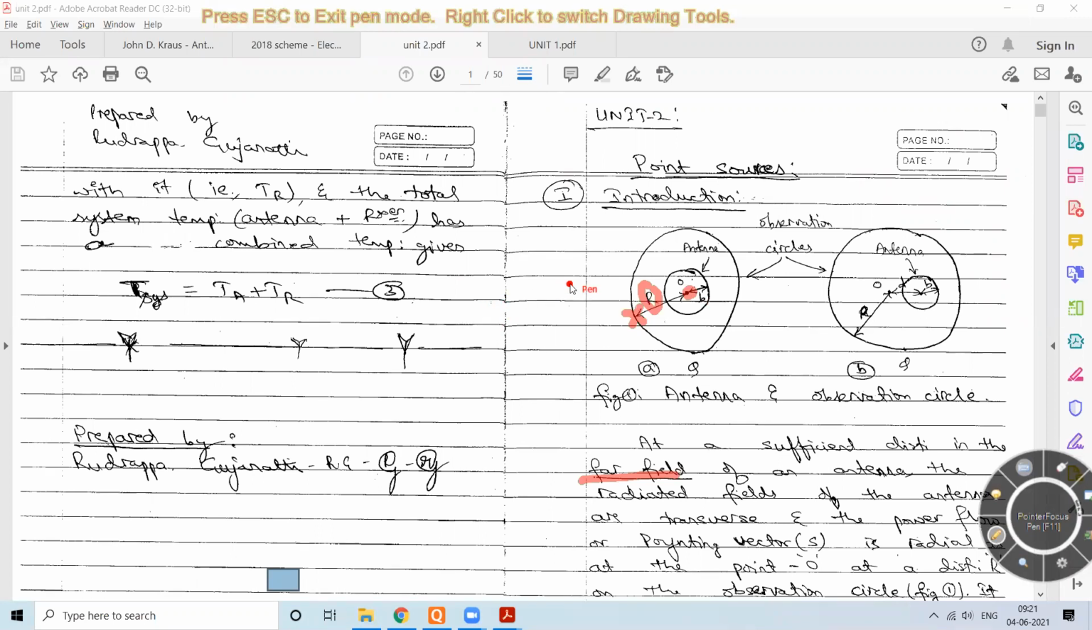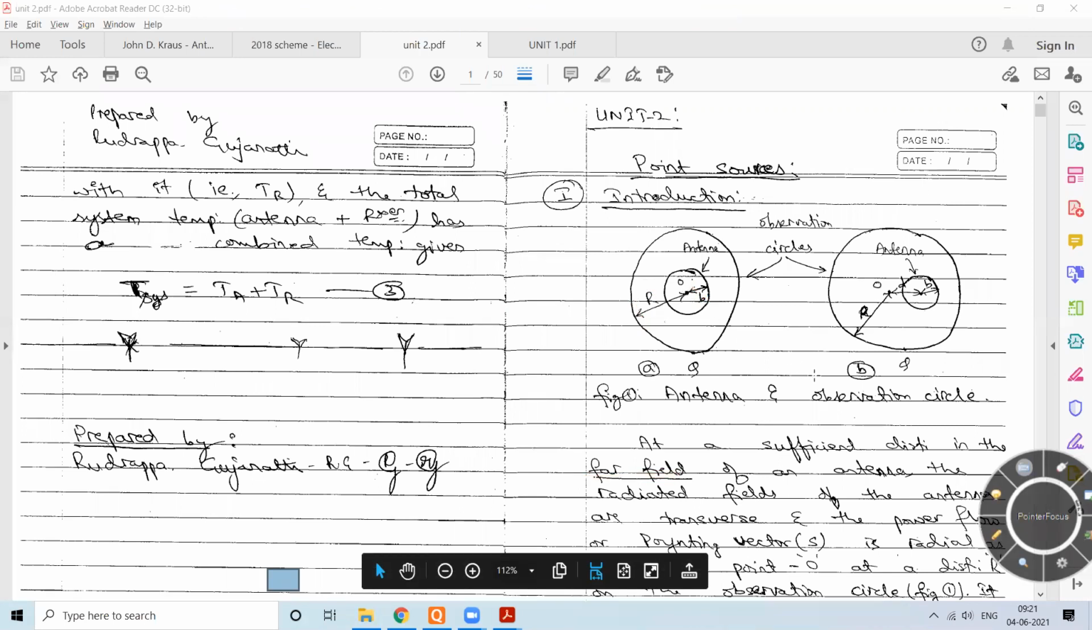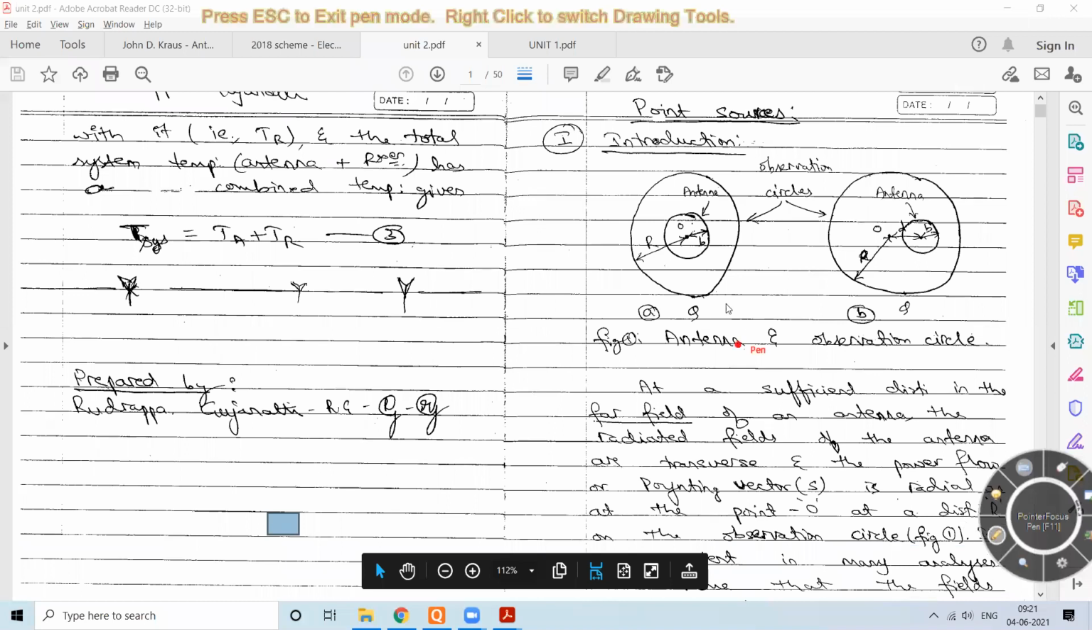I am trying to analyze what is happening. So if I observe it from a distant point, it will be like a point source of antenna. That is what we are considering in this case. So when we observe from a distant point, we assume that the antenna under consideration is a point source. Now, how do I take the readings at a distance r from the antenna?